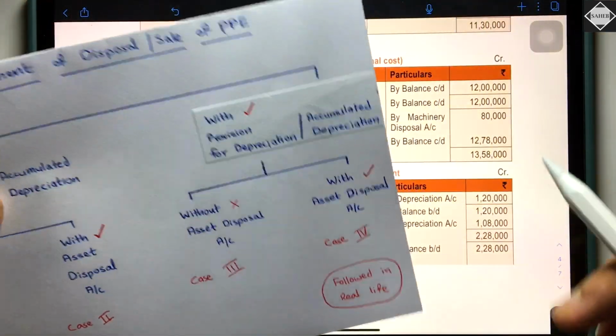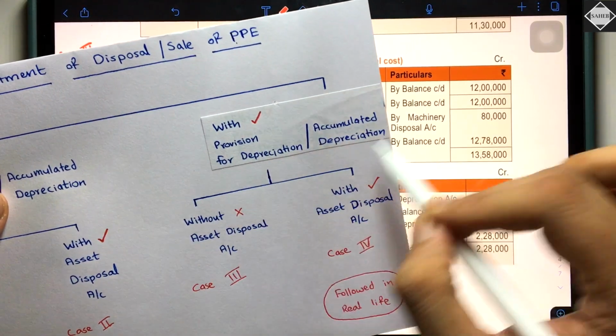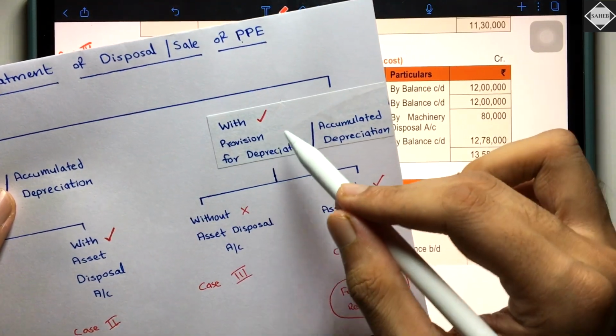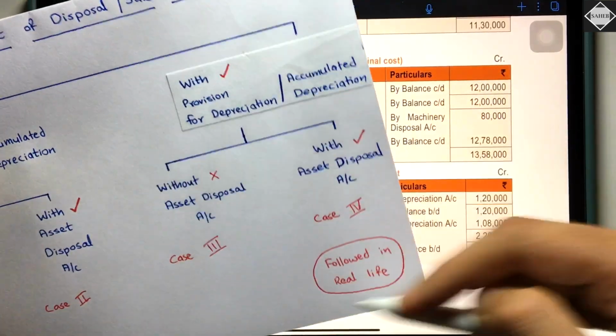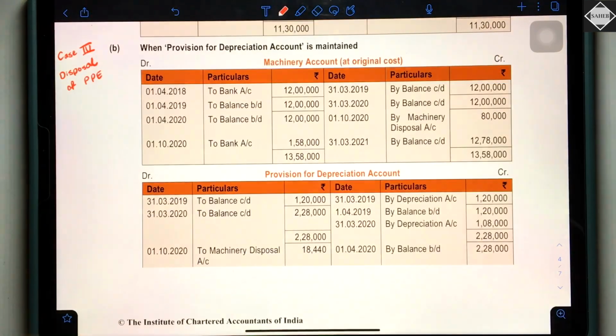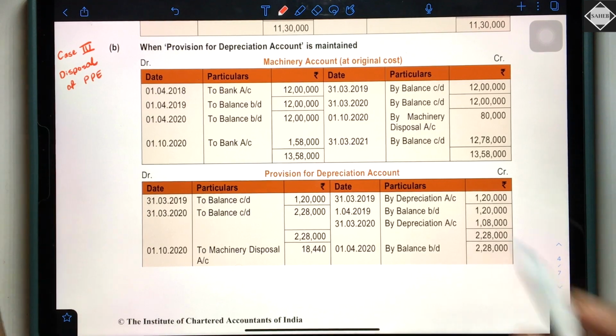The question has asked you to maintain this provision for depreciation account, so you can choose whether you want to open asset disposal or not. It's better to open. It's more practical actually. This is followed in real life. Fine. So see here, machinery account.